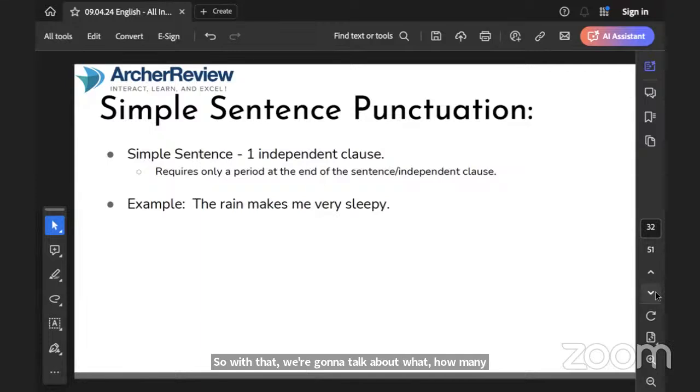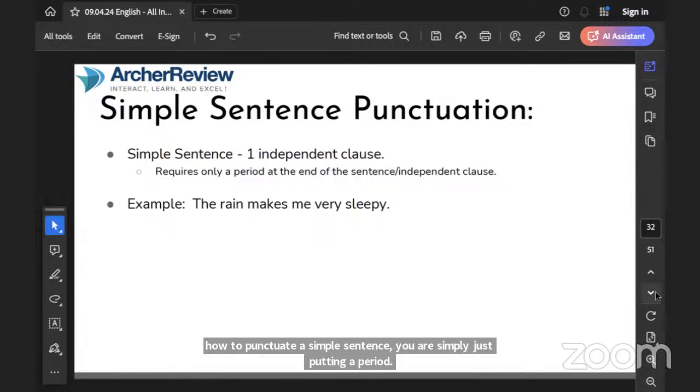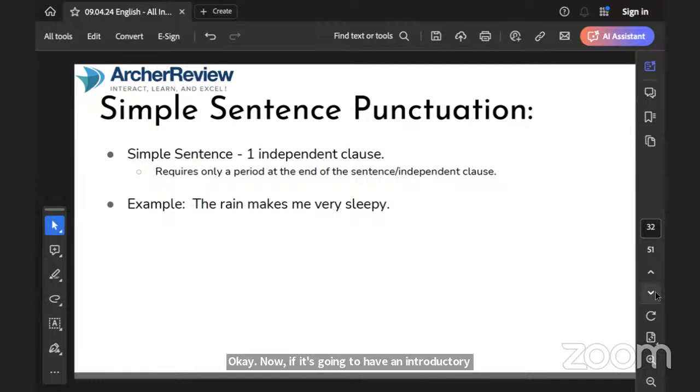So if I have a simple sentence, I have one independent clause, and that is it. Okay. And if I'm talking about how to punctuate in general, how to punctuate a simple sentence, you are simply just putting a period at the end of the sentence. Okay. Now, if it's going to have an introductory phrase, there might be a comma or something in there. But in general, for a simple sentence, you are going to put a period at the end of the sentence, and that's it.